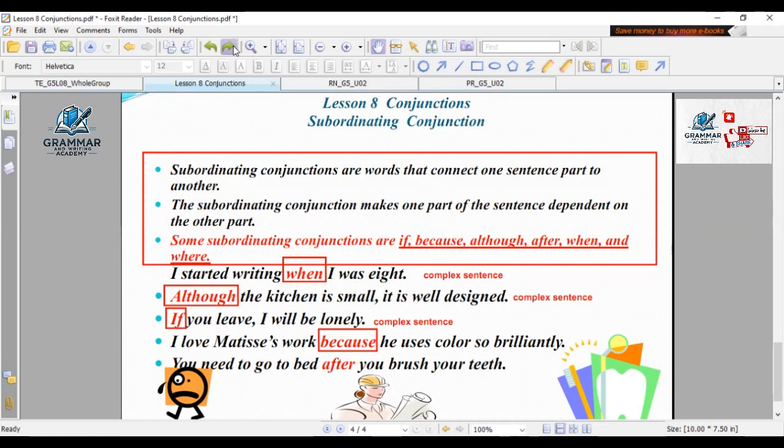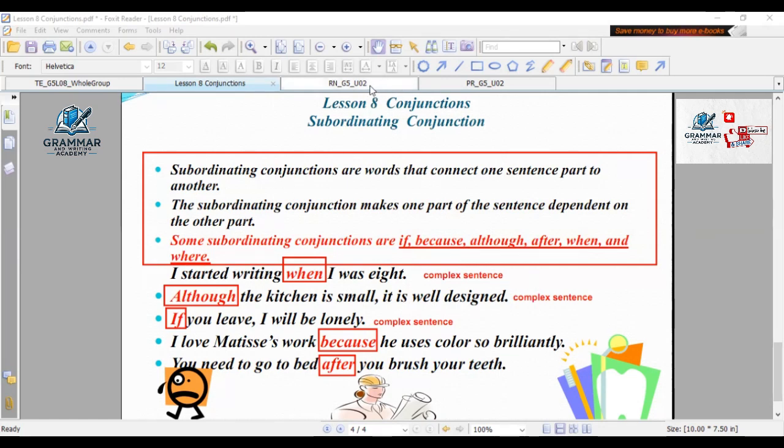The last one, please. Okay. You need to go to bed after you brush your teeth. The last sentence here we have after, it also comes to the middle, and there is no comma. After is a subordinating conjunction. For this reason, we have a complex sentence. Thank you so much here, Mustafa. I think right now you got the point for the subordinating conjunction, whether it comes at the beginning or in the middle. And you know that once you have a subordinating conjunction, you have a complex sentence.